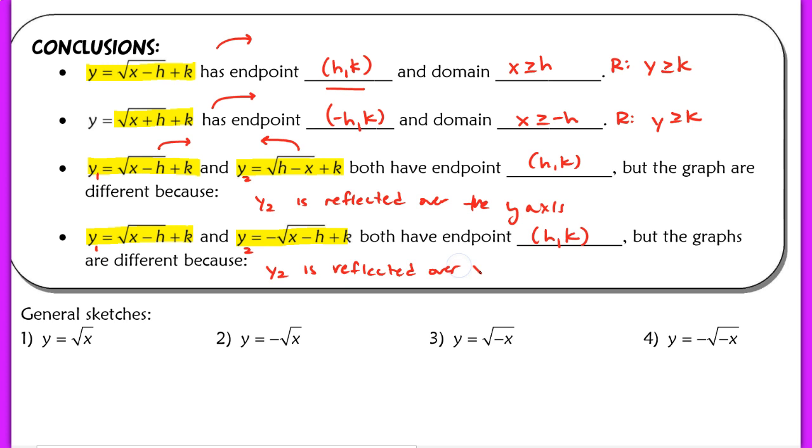over the x-axis. So here we have a graph of a square root function that will open up and to the right, while this one will also open to the right, but it'll open down to the right. So our domain would be the same for these graphs. Our range, though, will be different.